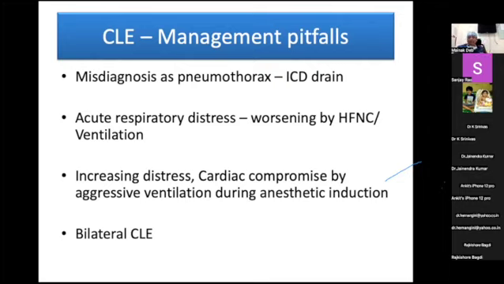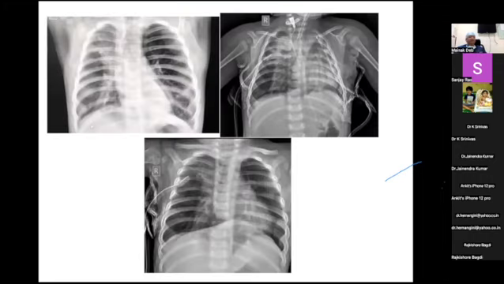The other pitfall that we sometimes encounter, and we've seen this recently in our institute, is a bilateral CLE. A bilateral CLE is a tricky condition. Most commonly you would see a right upper lobe, a left upper lobe and a right middle lobe overinflation concomitantly. This particular case, the X-rays I have put up, was managed quite expertly by one of our junior colleagues at one of our other branches at Rainbow.